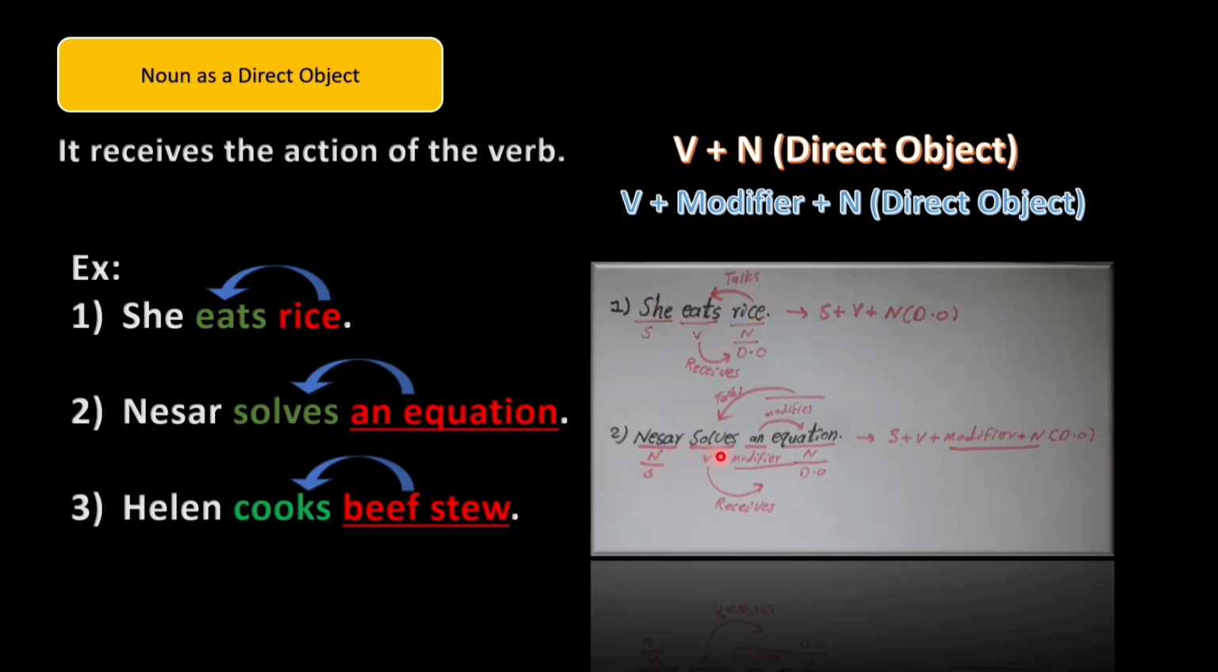Here we have another example like Mr. solve an equation. So here we have the analysis with the structure. First of all, the structure is subject plus verb plus modifier plus noun. Modifier plus noun functions as a direct object. And here we have a modifier, which modifies equation, and equation talks about solves and receives the action of it, right?